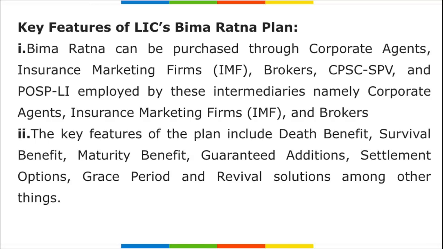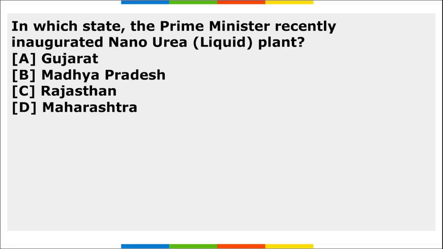Next, here you can see the various features. Next, in which state did the Prime Minister recently inaugurate a Nano Urea plant? Nano urea, that is urea in liquid format. This nano urea plant was set up or inaugurated by the Prime Minister of India in which state? It was inaugurated in Gujarat.